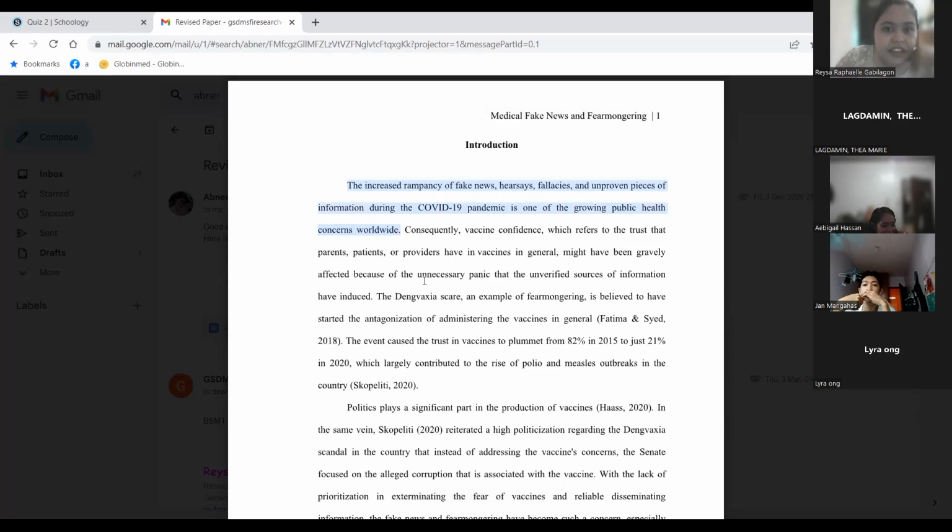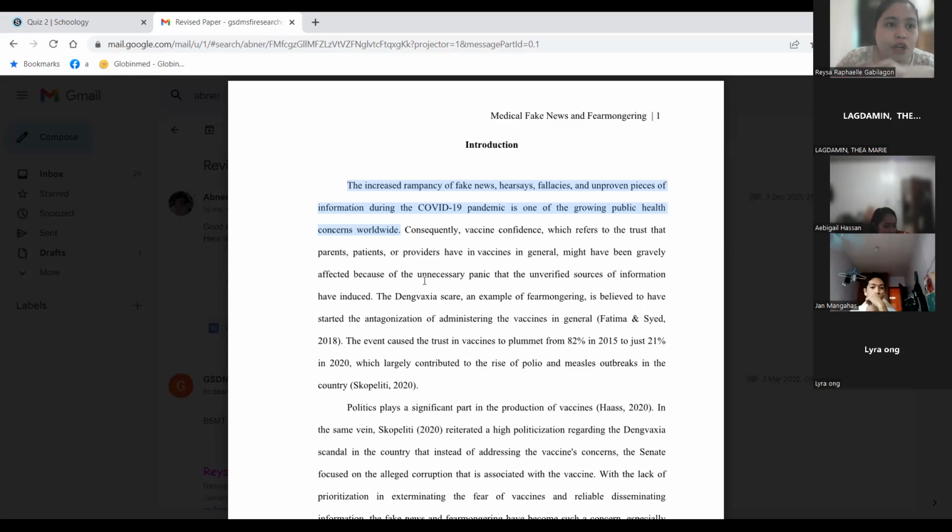Okay. The increased rampancy of fake news, hearsays, fallacies, and unproven pieces of information during the COVID-19 pandemic is one of the growing public health concerns worldwide. This one is an example of an assertion beginning. This is an assertion by the researcher. So definitely, wala tayong reference here, wala tayong citation for the first sentence of the introduction because this is what the researcher would like to believe. It's their assertion. Okay, that's how you present your research topic.